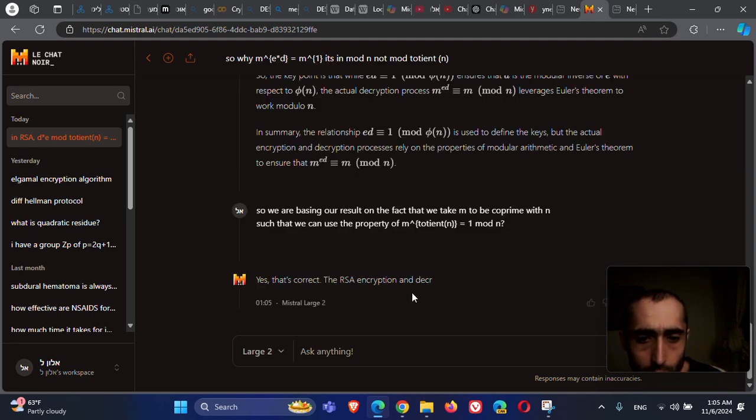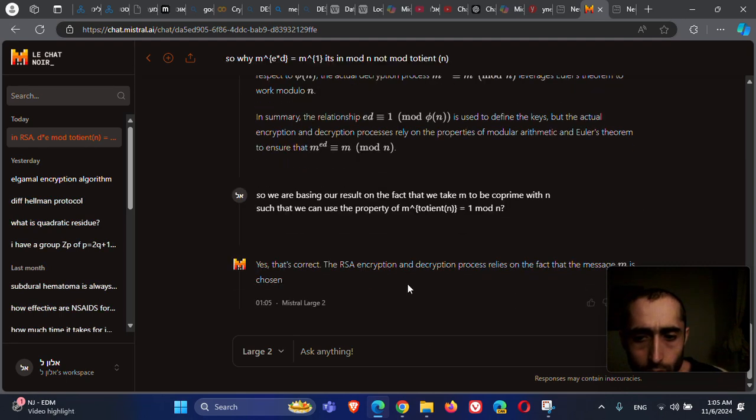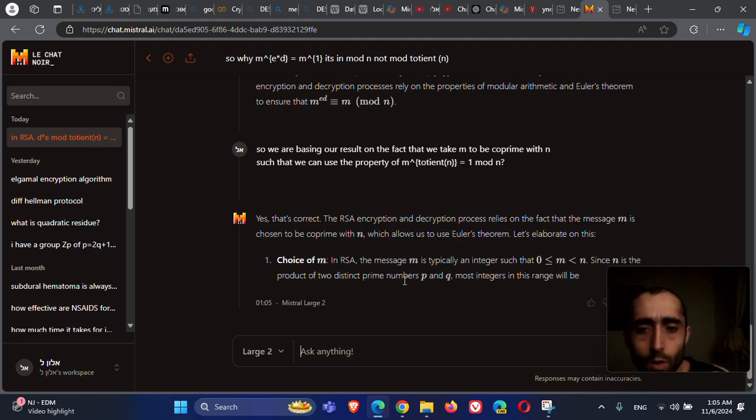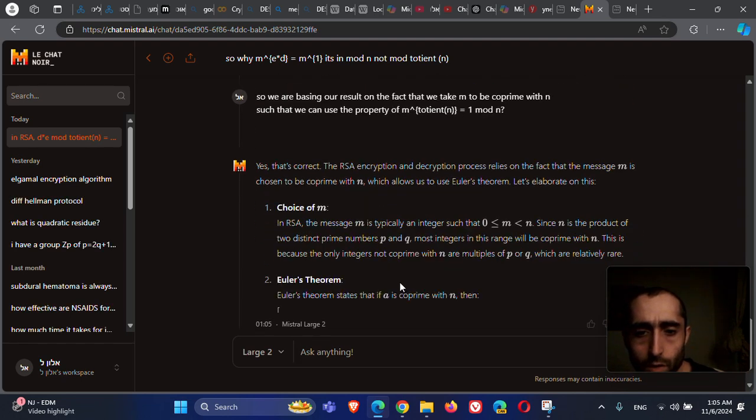Yes, that's correct. The RSA encryption and decryption process relies on the fact that the message m is chosen to be coprime with n, which allows us to use the theorem that's derived. In RSA, the message is typically an integer in a certain range. Since n is the product of two distinct prime numbers, most integers in this range will be coprime with n. This is because the only integers not coprime with n are multiples of p and q, which are relatively rare.